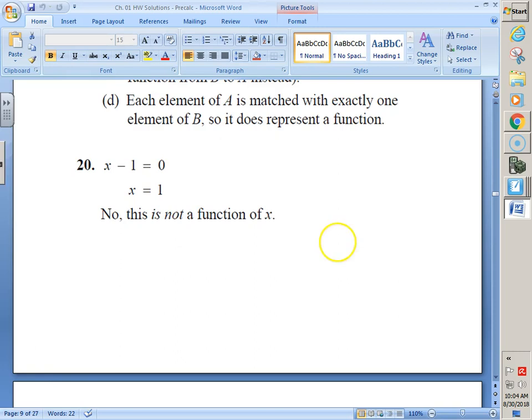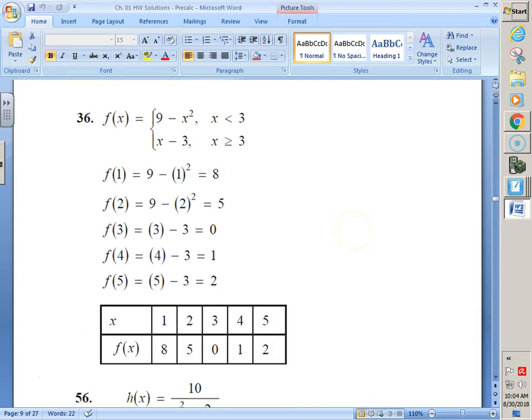X equals 1, not a function. Why? It's a vertical line, and vertical lines fail the vertical line test. They do not just have 1 point per vertical line.